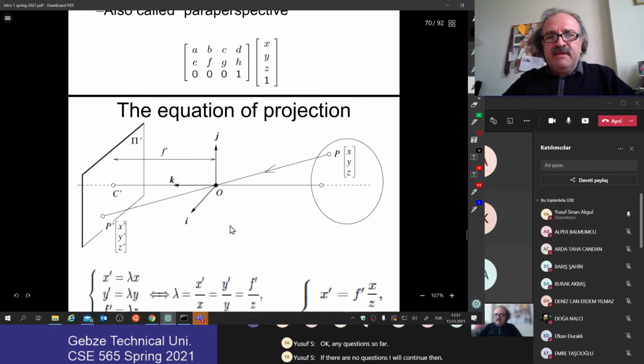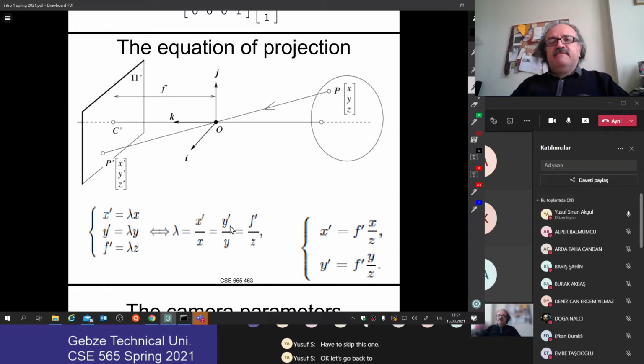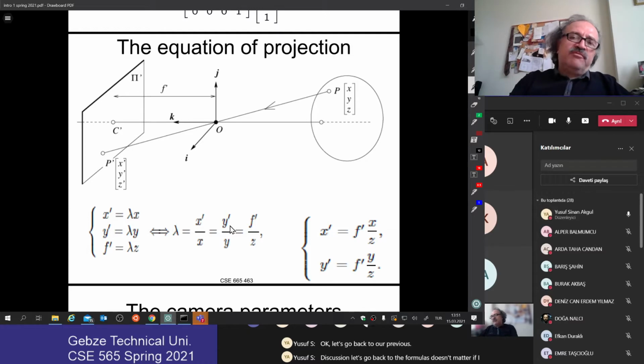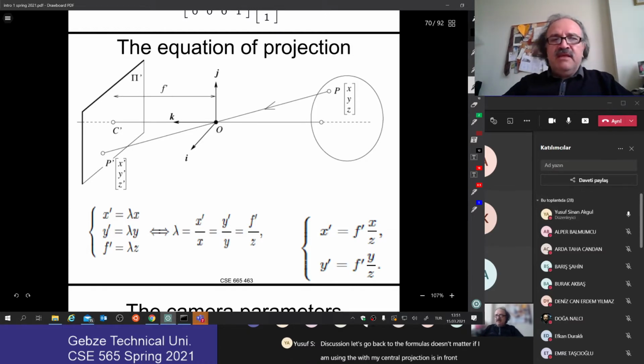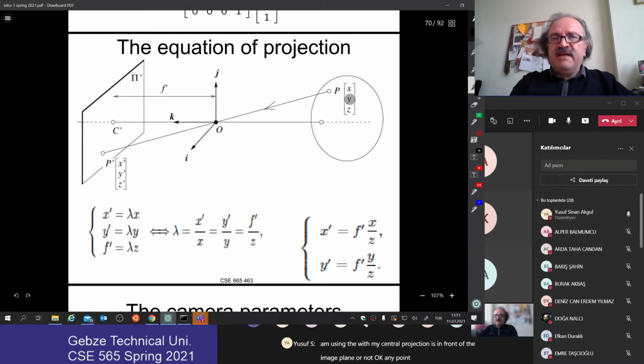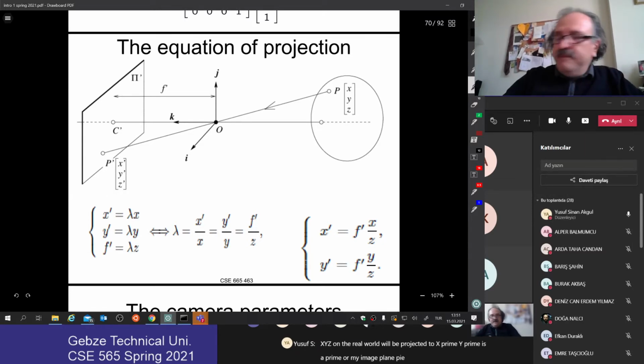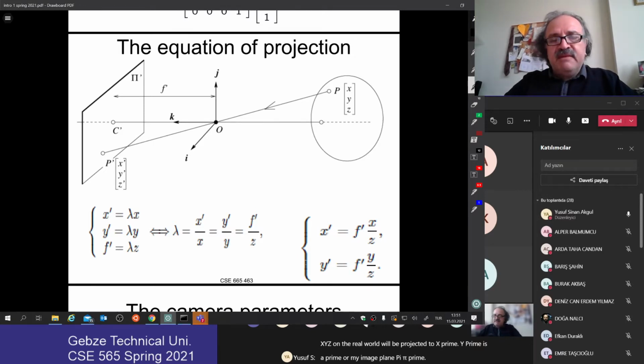Let me skip this one. Let's go back to our previous discussion, back to the formulas. It doesn't matter if I am using D or if my center of projection is in front of the image plane or not. Any point x, y, z in the real world will be projected to x prime, y prime, and z prime on my image plane, pi prime. This is my image plane, pi prime.